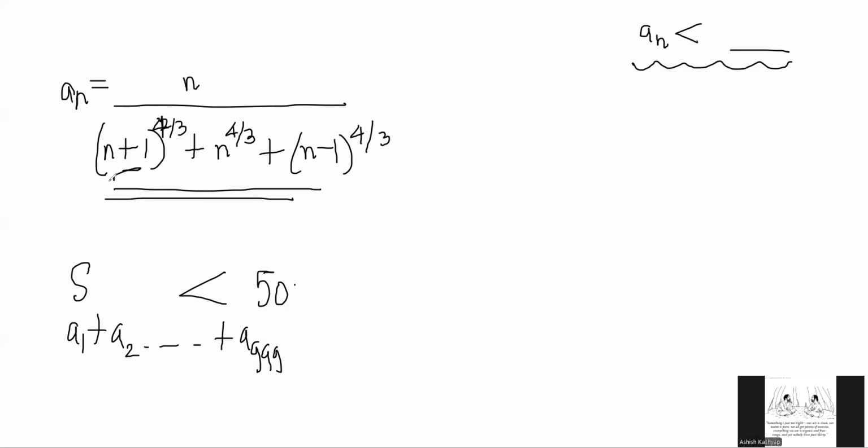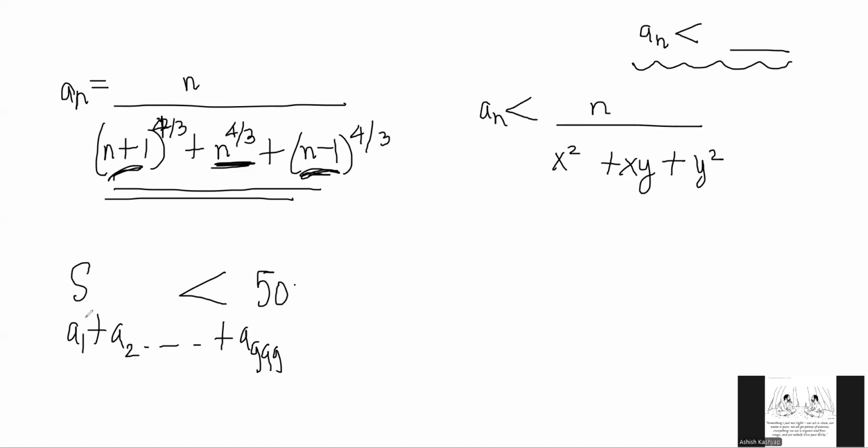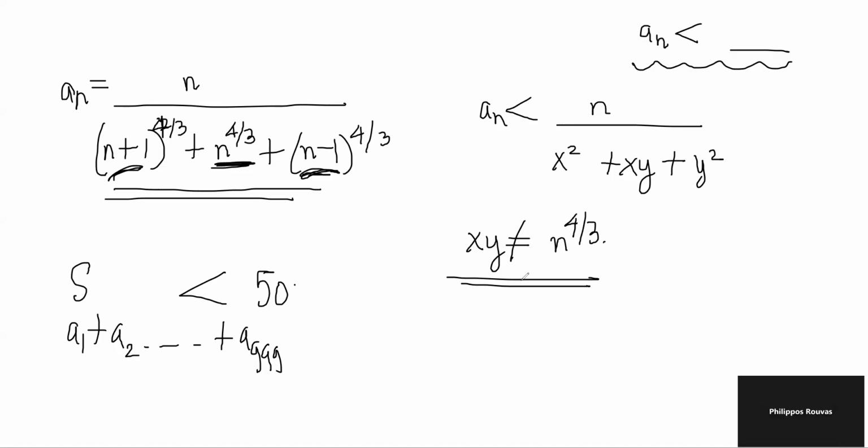We thought of this as x and y. And we saw that it was becoming x square, y square. And if you write it as xy is bigger than this, right? So we were able to say An is less than this. xy was not equal to n power 4 by 3. Actually, xy was lesser than n power 4 by 3, right? Yes. Do you understand what we did, how we came to the conclusion?